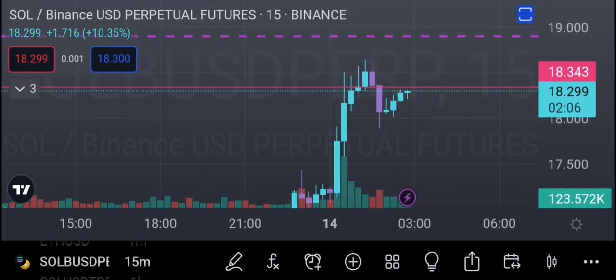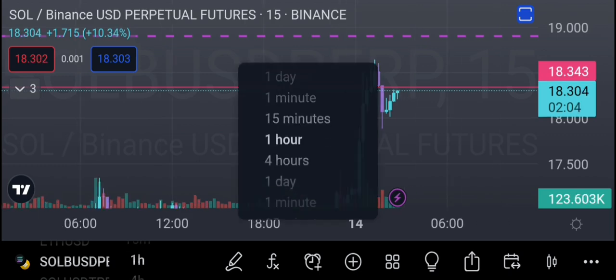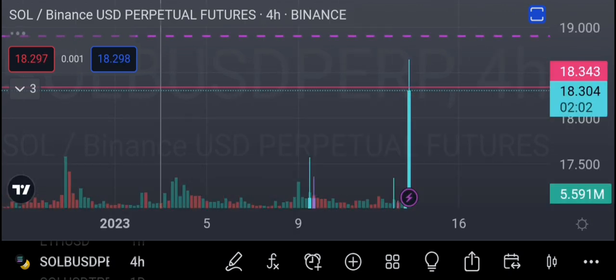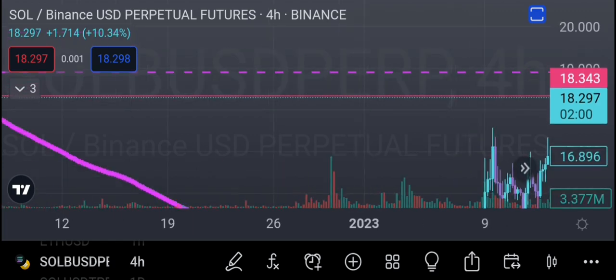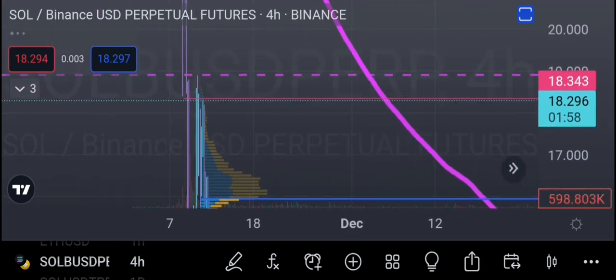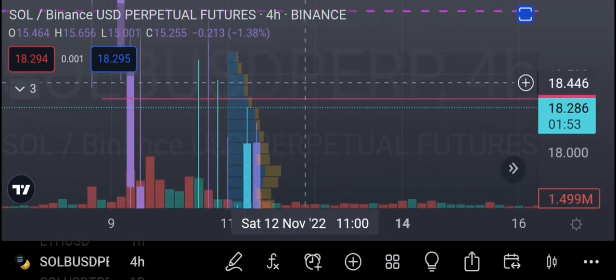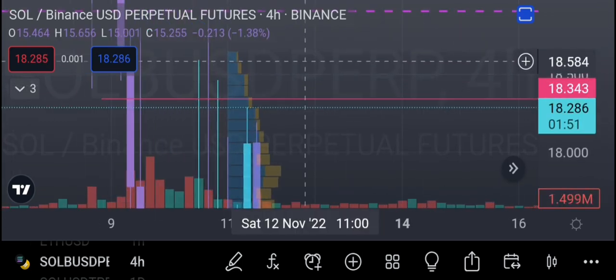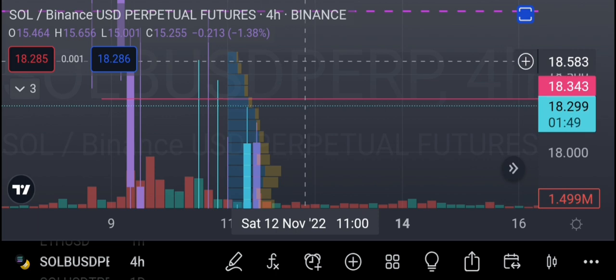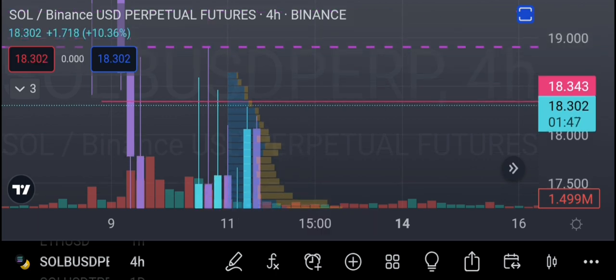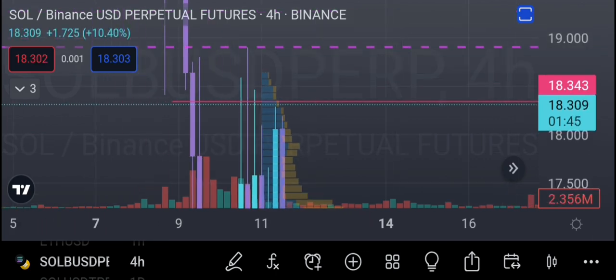Now, why did we stall at 18.634? I want to do that by going left, and I'll show you what I think. As you can see, 18.64 was a level where we wicked 18.583 before. We wicked there, and we are stalling over there.